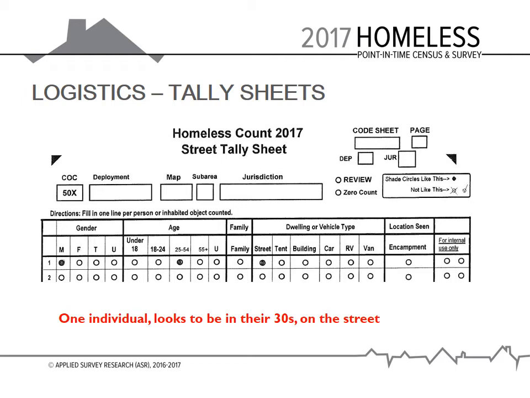You would mark unknown if the individual is sleeping in a sleeping bag or has a hat or a hood on and you can't tell whether they're male or female. It's okay to put unknown. Then you select the age category that you are assuming they're in, and then you go over to the dwelling or vehicle type and you write where you saw them. Since this individual is on the street, you fill in the bubble for street.